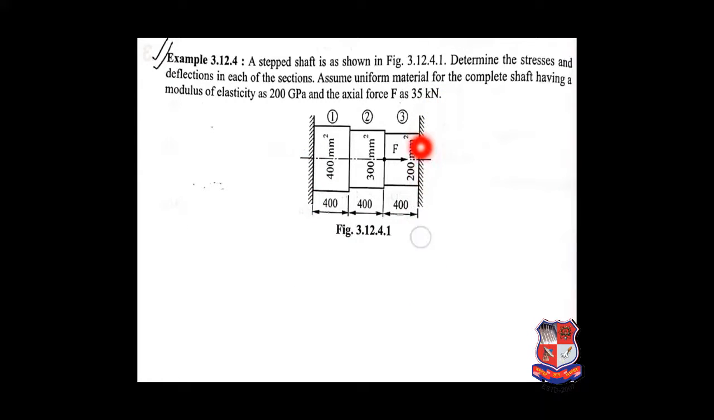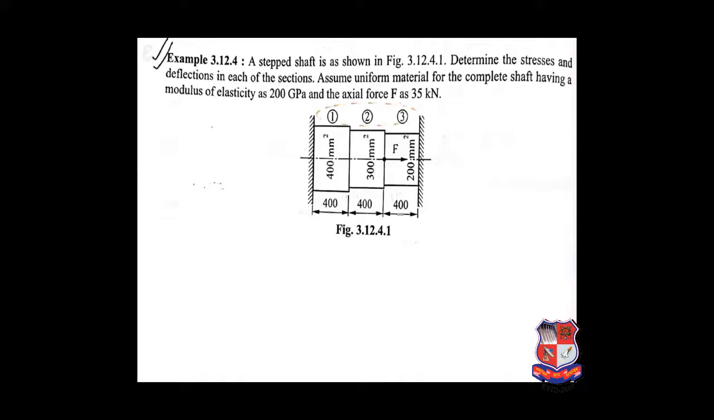When the beam is fixed on both sides, we know that the displacement at q1 and the displacement at q2 we can consider as 0. Other data are given here. L1 is equal to 400, L2 is equal to 400, L3 is equal to 400. All three separate bar materials are the same, with a modulus of elasticity of 200 gigapascal. We can convert it into Newton, and the diameter is given, so we can find the area.